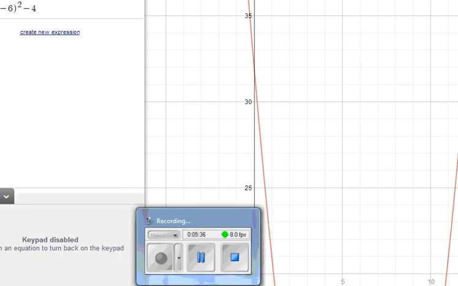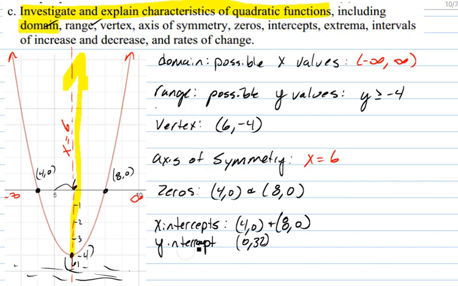And what else do we have? Let me go back. That was our axis of symmetry, zeros, intercepts, extrema. Okay, that's what's next, extrema. That means what is either the highest point of the graph or the lowest point of the graph. Since the graph extends to infinity, there is no maximum point, but there is a minimum point at the vertex. So as far as extrema goes, we have a minimum at 6, -4, and we have no maximum.